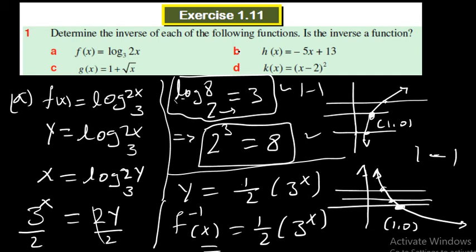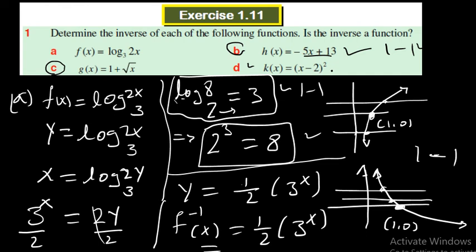The next example, B, is a linear function, as you see. Linear functions are one-to-one, so we can proceed to find the inverse. And the next function, C, is 1 plus square root of x. But D is quadratic.